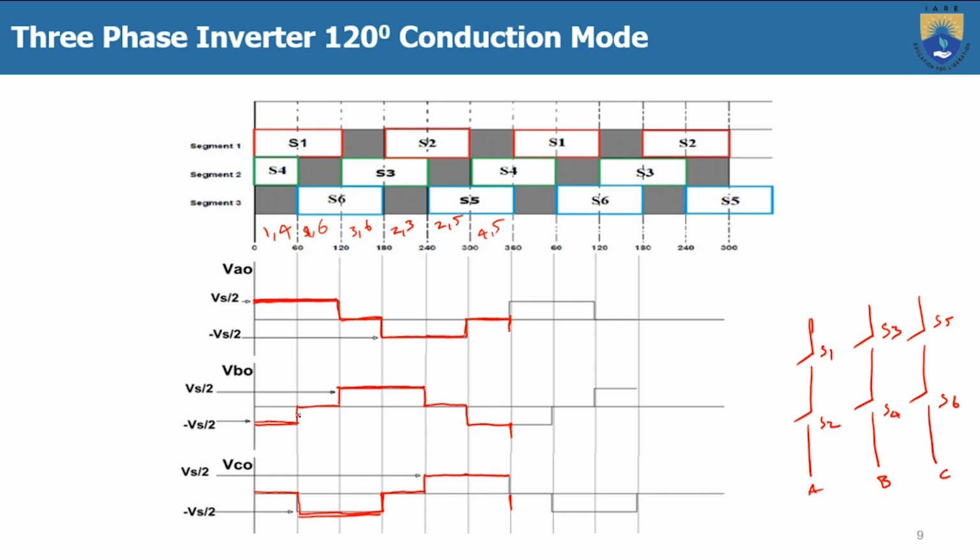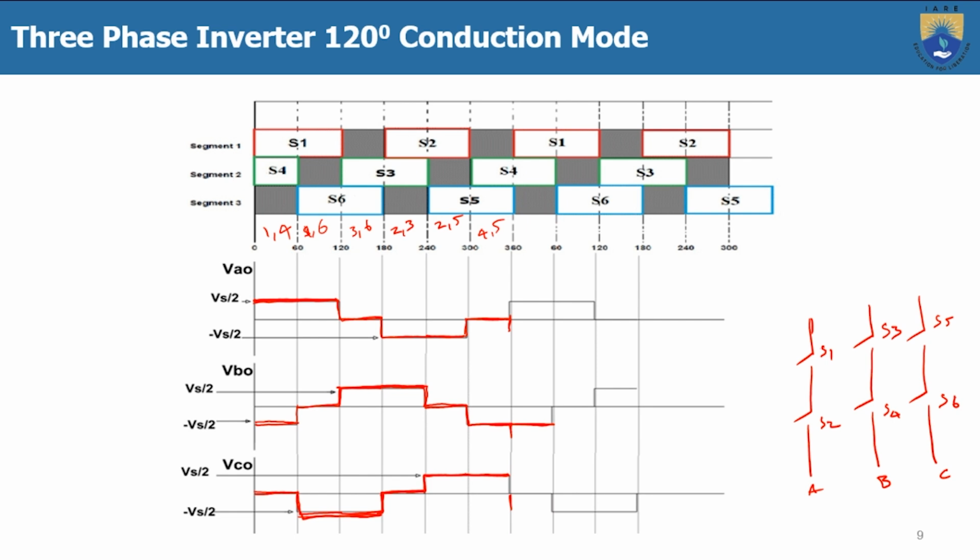Similarly for the phase B also, first of course starts from here. First 60 degrees it is 0, then 120 degrees positive, and next 60 degrees 0, and next 120 degrees is negative. Similarly VCO also here, as you can see, first 60 degrees is 0, and the next 120 is negative, and next 60 is 0, and next 120 is positive. So here the 3-phase inverter output voltage is a stepped waveform, as you can see in the 120 degree mode of operation as well as in the 180 degree mode of operation.